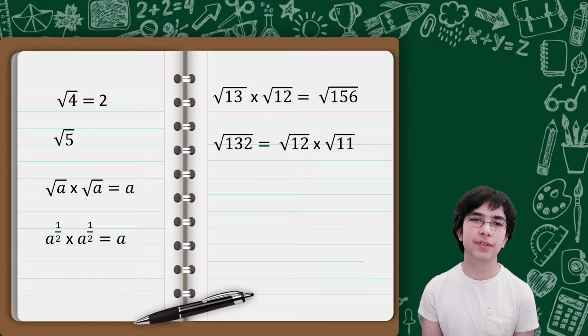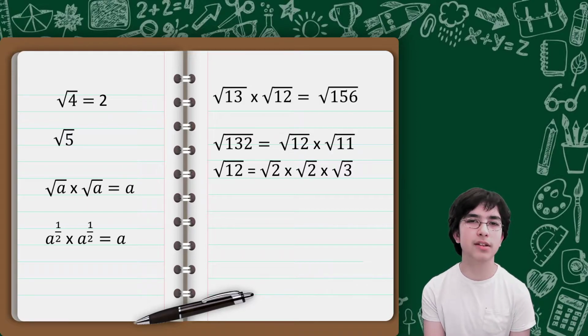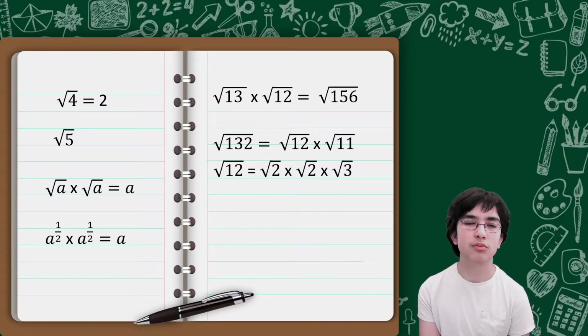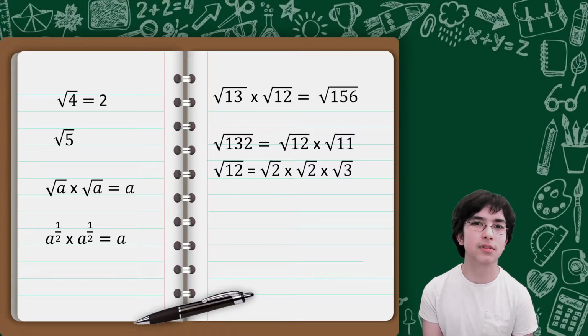You can also simplify surds by using the rule that if you multiply two surds with the same base number, it will be a whole number. For example, the square root of 132 simplifies to the square root of 12 times the square root of 11, and 11 is a prime number, so we can't divide it up, so we'll focus on the square root of 12. The square root of 12 is the square root of 2 times the square root of 2 times the square root of 3, because those are the prime factors of 12.